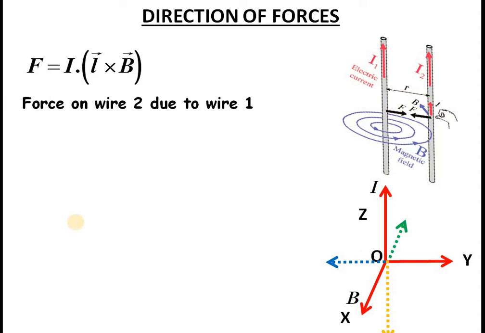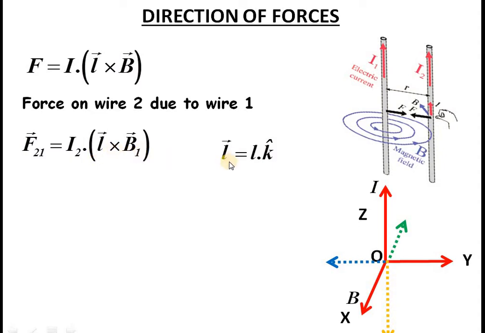Again, we wrote the force equation, and our force on wire 2 due to wire 1 is of this form: F21 is equal to I2 (L cross B1), where we again use the vector notation. Here we will give more focus to the direction.